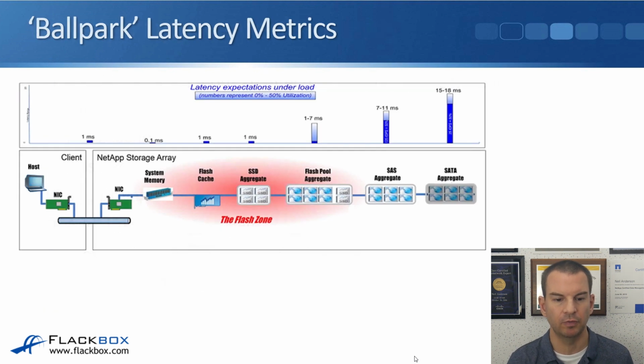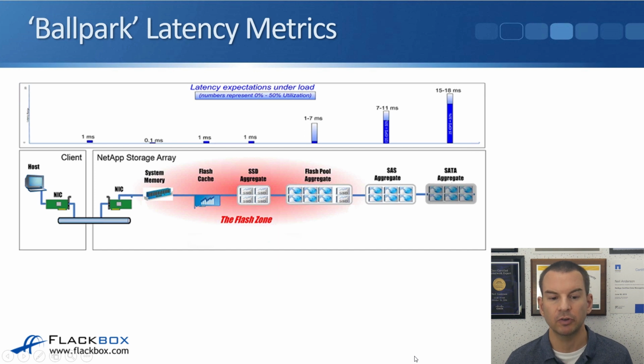Okay, so one last thing that I want to show you here. I want to just give you some ballpark latency metrics for the different types of disks that you can use. So in this example, we have got a client which is on the same local area network as the NetApp storage system. So the latency from the client to the storage system is going to be around about 1 millisecond. Then this is for read requests. If the read is served from system memory, that is fastest. That's going to be up to about 0.1 milliseconds.